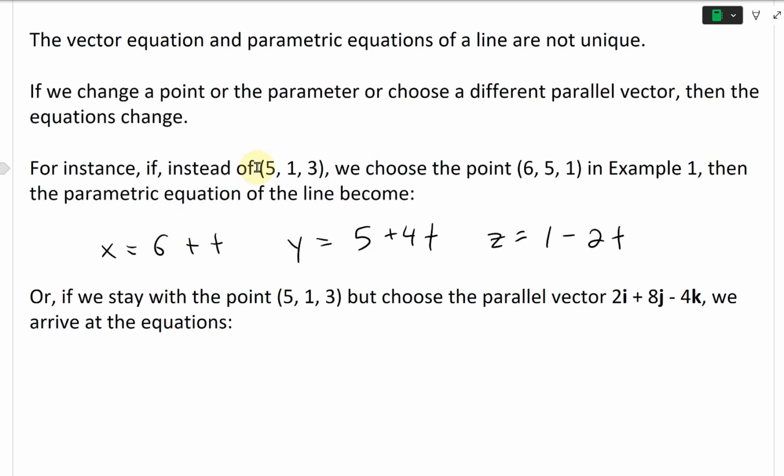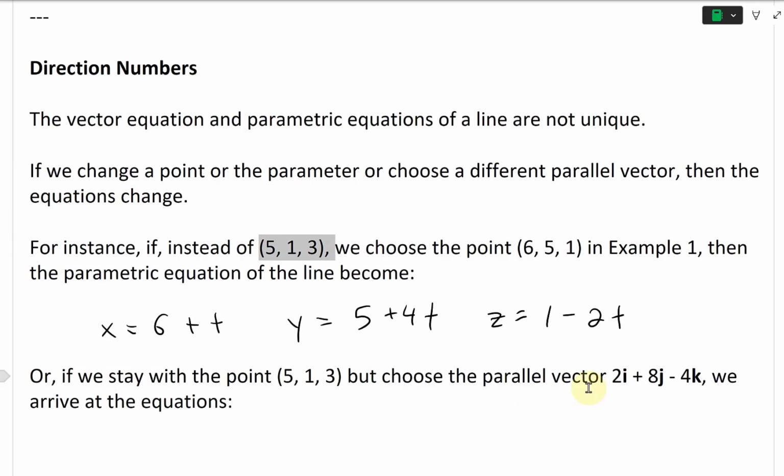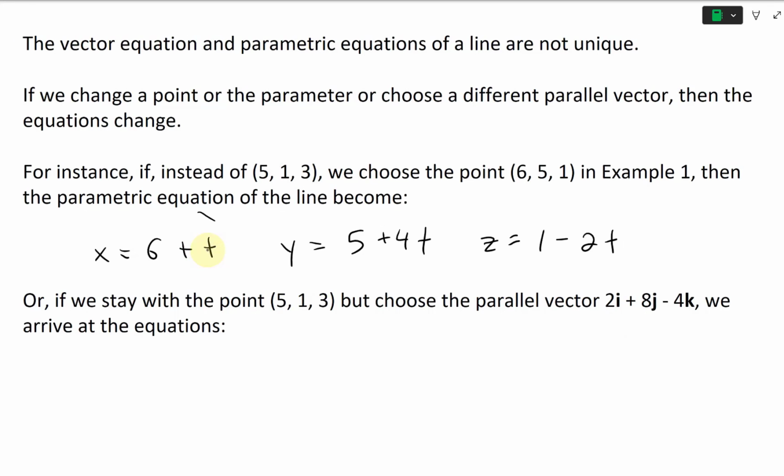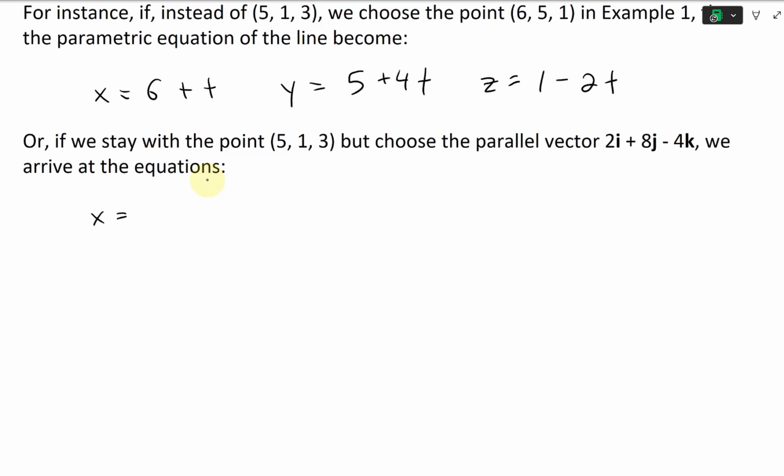Or instead of switching up the starting position, if we stay with the point 5, 1, 3, but choose the parallel vector 2i plus 8j minus 4k. And again, this is just a scalar multiple of this. We just multiply everything by 2 here: 2 times 2 is 4, 2 times 4 is 8, and negative 2 times 2 is negative 4. If we do all of that, we arrive at the equations. So x equals 5 plus 2t, and y is 1 plus 8t. We just switch up the parameters in the parametric equations. And lastly, z is going to be 1 minus 4t.